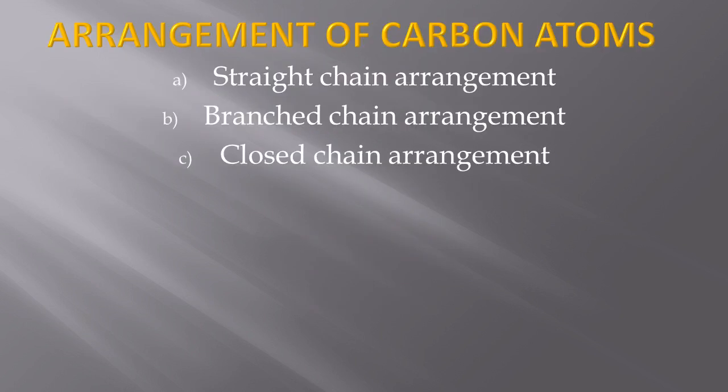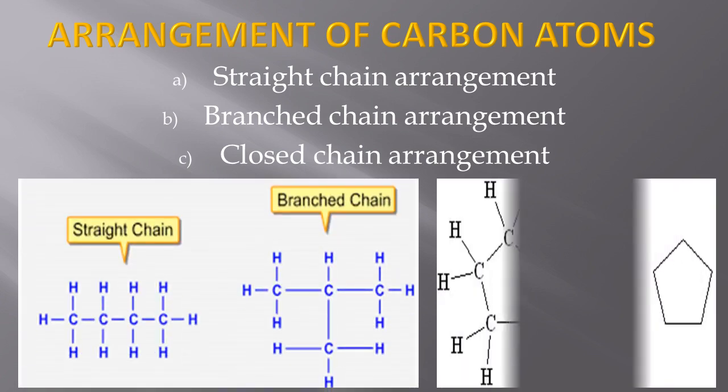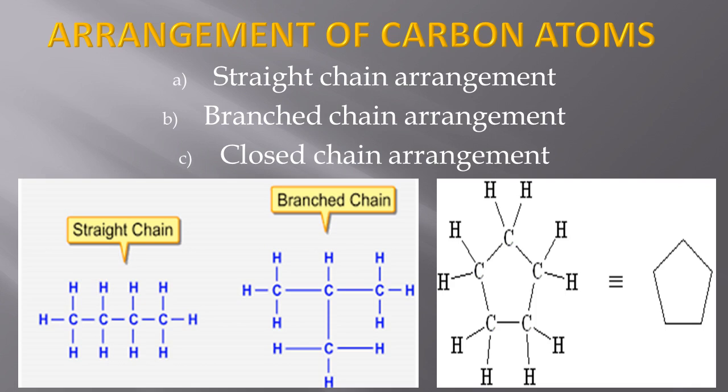Now let us look into the straight chain arrangement of carbon atoms, branched chain arrangement and closed chain arrangement. How actually are the carbon atoms arranged in the organic compounds because of catenation? You can see the image of straight chain, branched chain as well as closed chain of carbon atoms. Just concentrate on how the carbon atoms are arranged. In the first image, the carbon atoms are arranged in a straight chain, that is, in a linear chain, and that is attached to the hydrogen atoms.